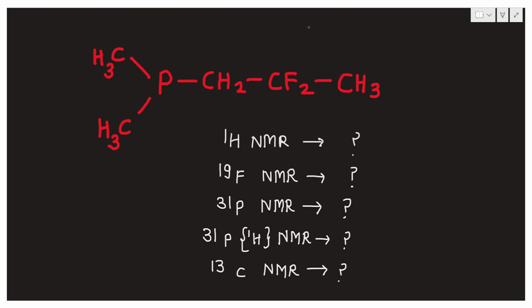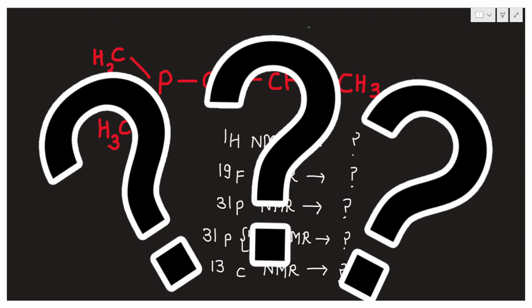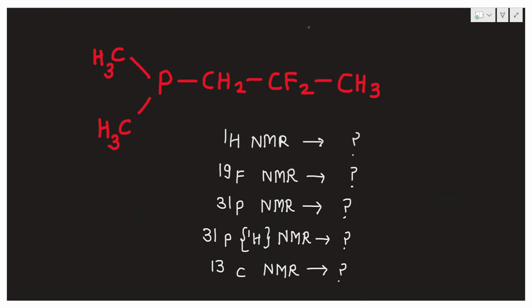Students, if you have been given any of this type of formula and asked what its 1H NMR, 19F NMR, 31P NMR, or 31P proton decoupled NMR will be, or what the 13C NMR is, can you find out? If not, then this is the video you must watch. Please watch this video till the end, as it covers all the topics of NMR in a single video.